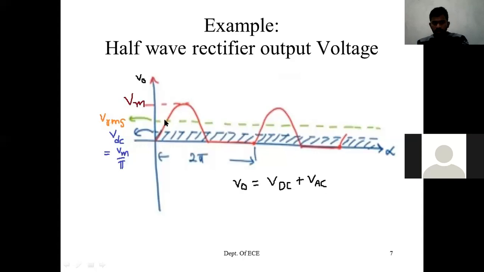Please note, in this output waveform V0, you will have both DC components and AC components. The DC component is this VDC, and the AC component, as it has some shade, means AC components were there. But the VRMS you are finding here for this entire waveform is for both DC and AC components.